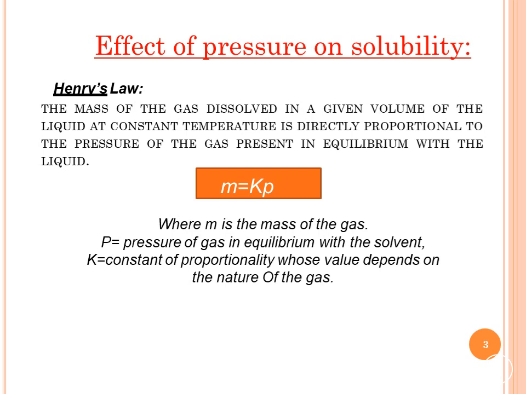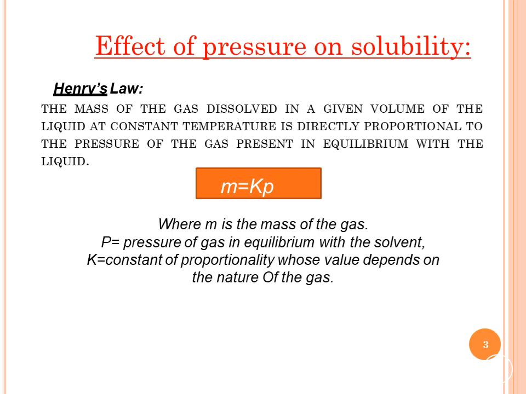Now what is this law? This law states that the mass of the gas dissolved in a given volume of a liquid at a particular temperature is directly proportional to the pressure of the gas present in equilibrium with the liquid. In simple words, the mass of the gas dissolved in a given liquid is directly proportional to the pressure of the gas. Or we can say that M is directly proportional to P, where M is the mass of the gas and P is the pressure of the gas.